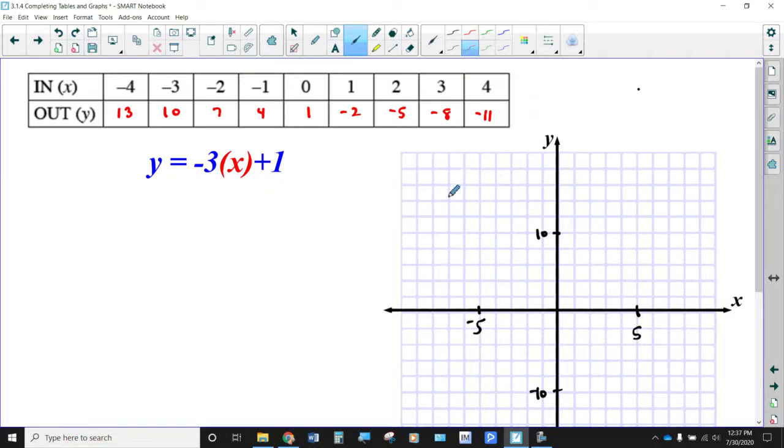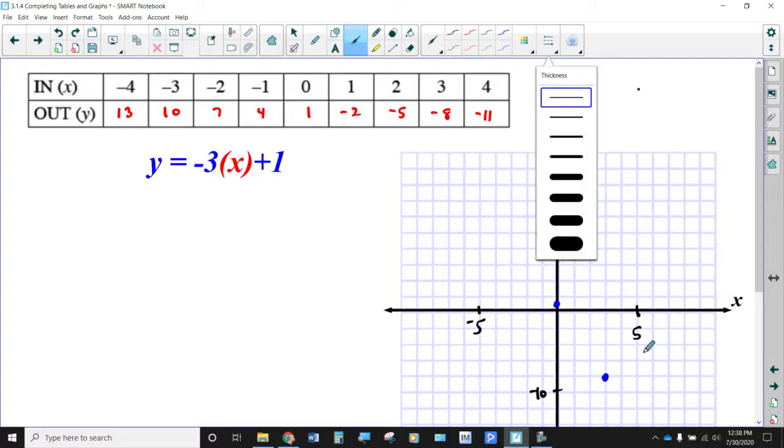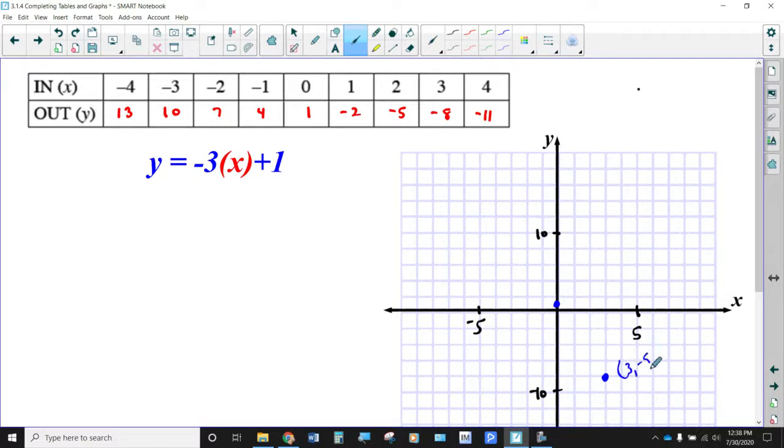Okay, so now this time I'm going to choose to plot 4 of these points. Maybe I'll choose the 0, 1, which is here. Maybe I'll choose the 3, -8, which is right here. Hold on for a second. I've got my marker too thick. I don't like it when it's that thick. Let me go there. So this is going to be 3, -8. This one was 0, 1. And maybe I'll choose -3, 10. -3, 10 would be located here.